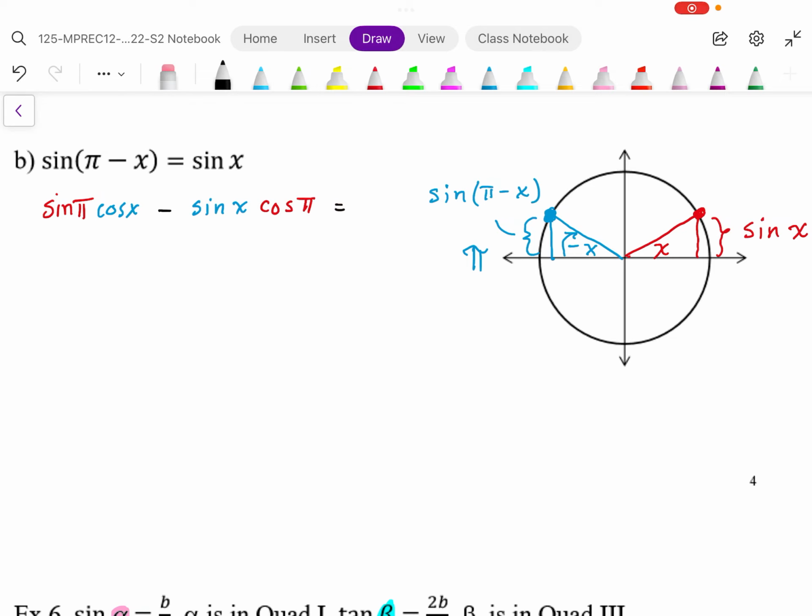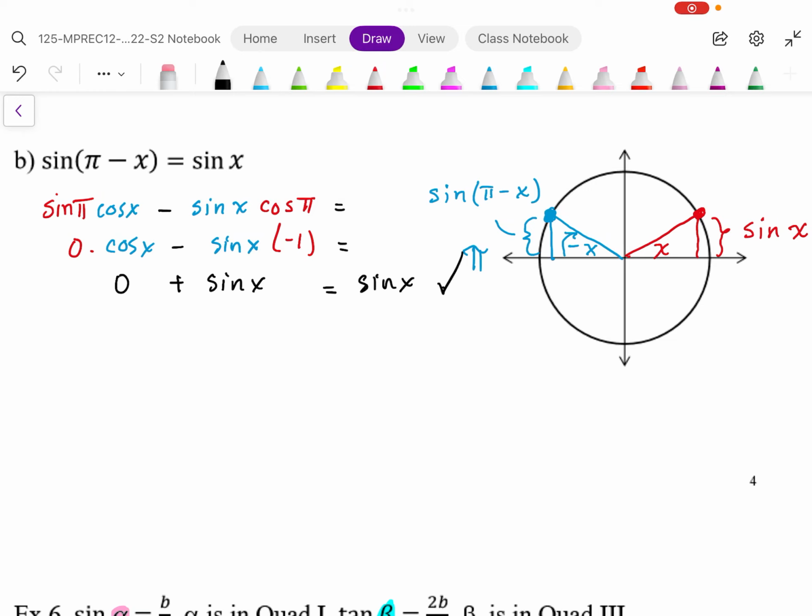And I can just simplify this. Sine of pi is 0. 0 times cosine x is going to be 0. So we get 0 here. Cosine of pi is -1, so I end up with sine x times -1. Well, minus negative sine x, it's going to end up being, I'm going to make that a plus sine x. And so what ends up happening is, on the right-hand side, we get sine x. On the left-hand side is sine x.